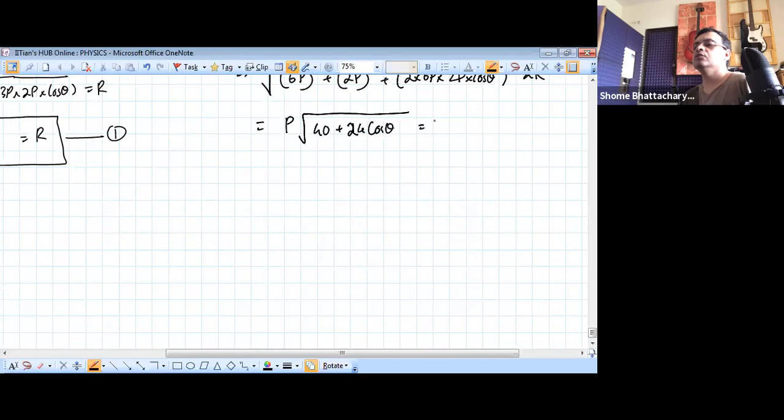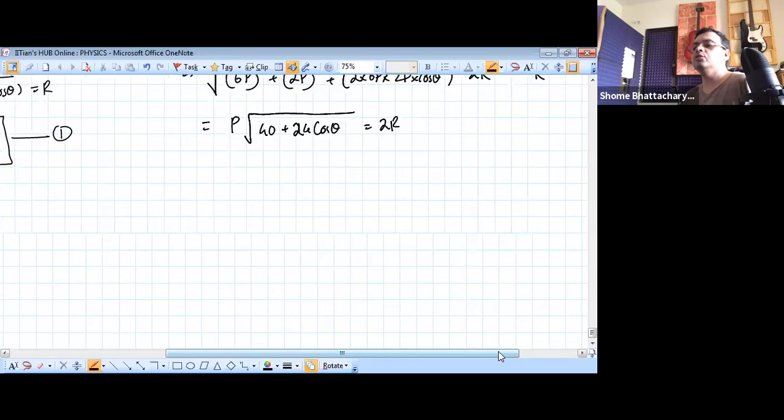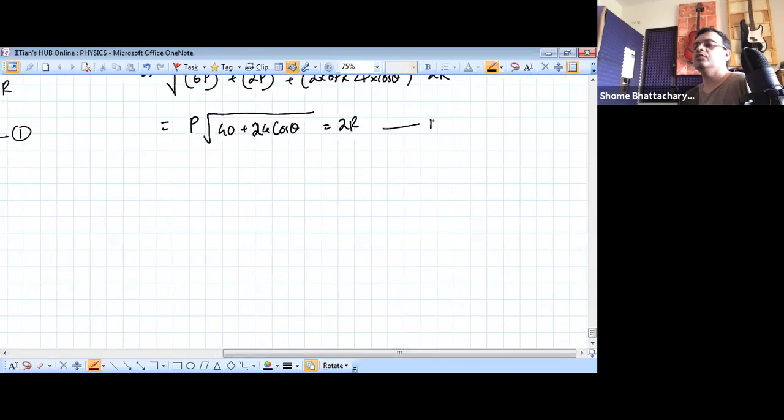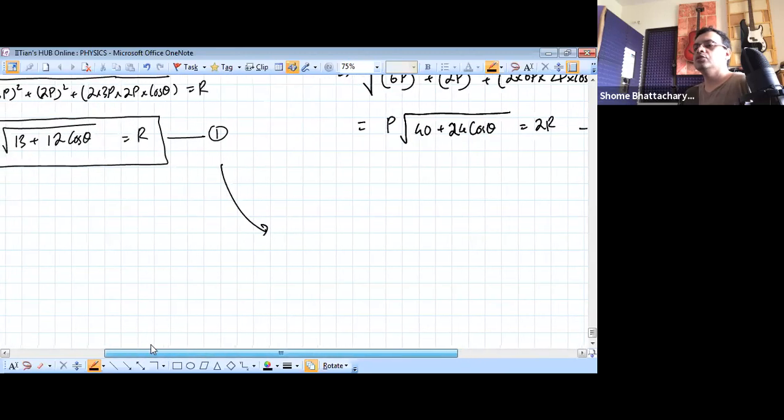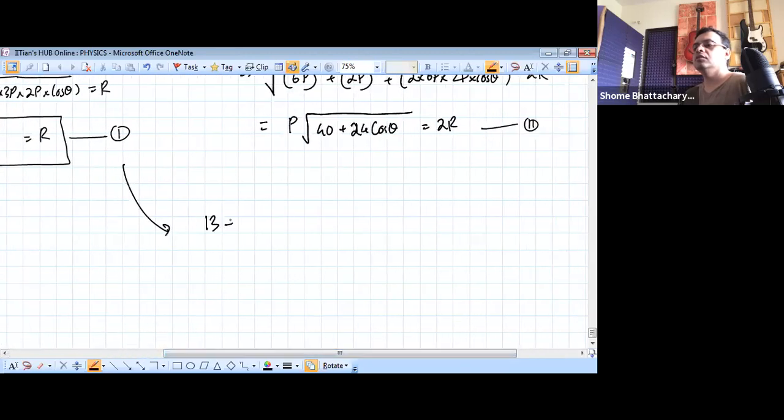Cos theta is equal to 2r. So that is becoming our second equation. Now all we have to do is solve the first and second equation. The first equation can be written like this: square both the sides. So you have 13 plus 12 cos theta is equal to r square by p square, squaring both the sides and carrying over the p square that side.